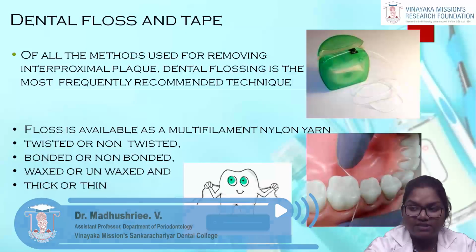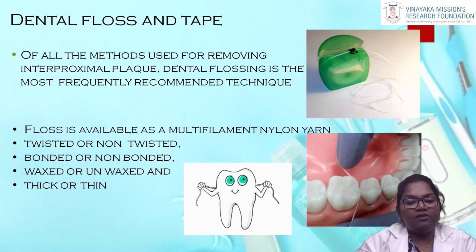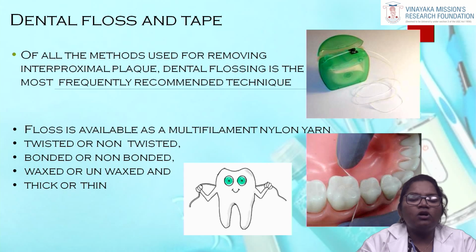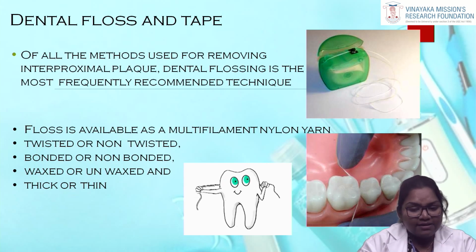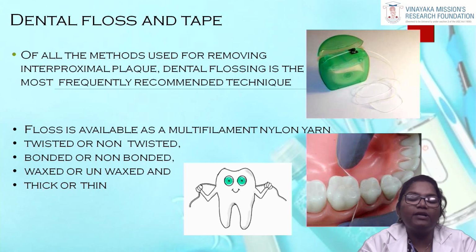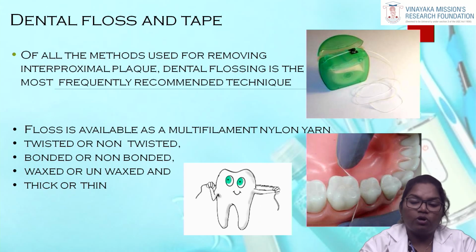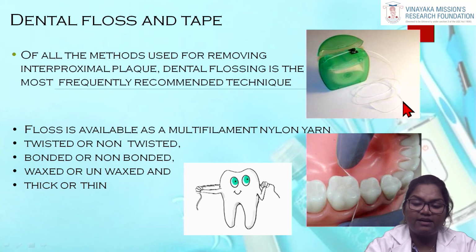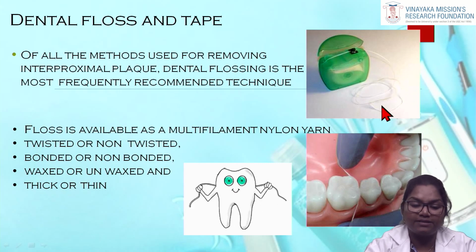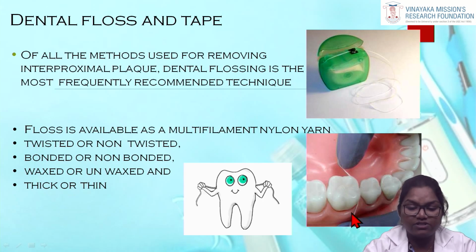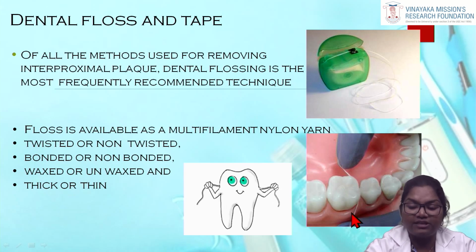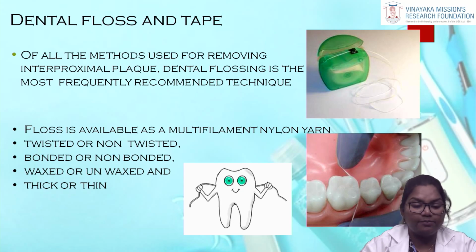Moving on to the first thing, that is your dental floss and tape. Of all the methods used for removing interproximal plaque, dental flossing is the most frequently recommended technique. What we can see here is a thread-like structure that is used in the interproximal region to efficiently remove plaque and food debris.